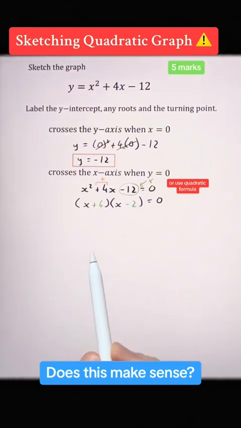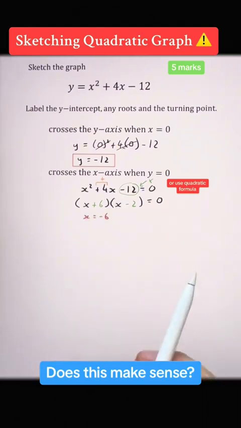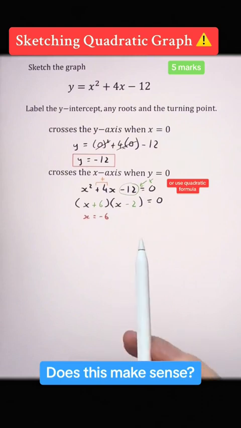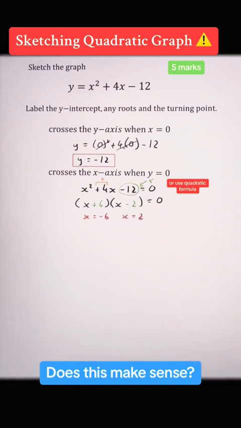As I'm solving for x, placing each single bracket equal to 0, well, I know if x plus 6 equals 0, therefore x would equal negative 6. That's one root. And I'm placing my second single bracket equal to 0. Well, the opposite of minus 2, therefore, is to add 2. Therefore, my other root is at positive 2.